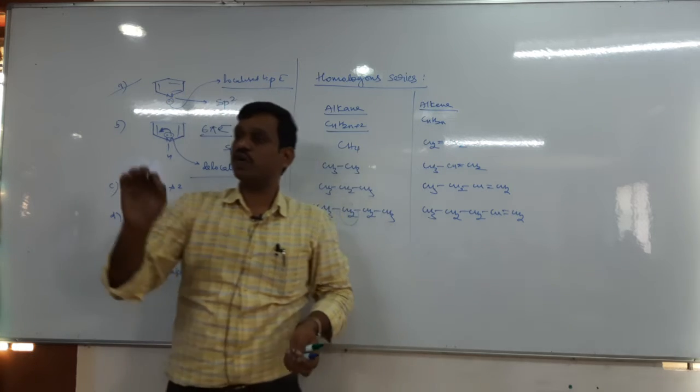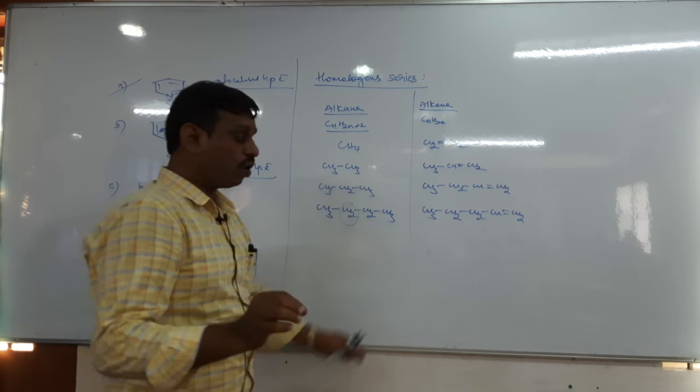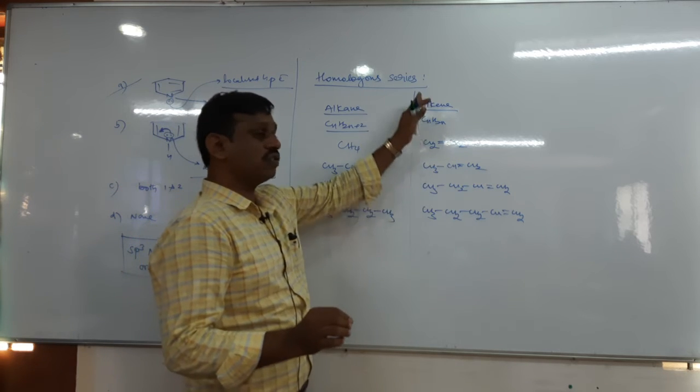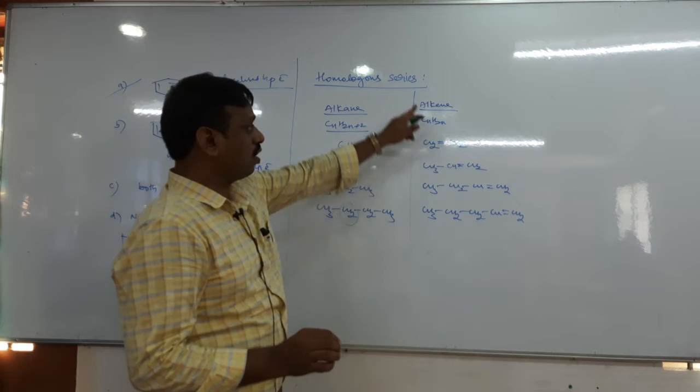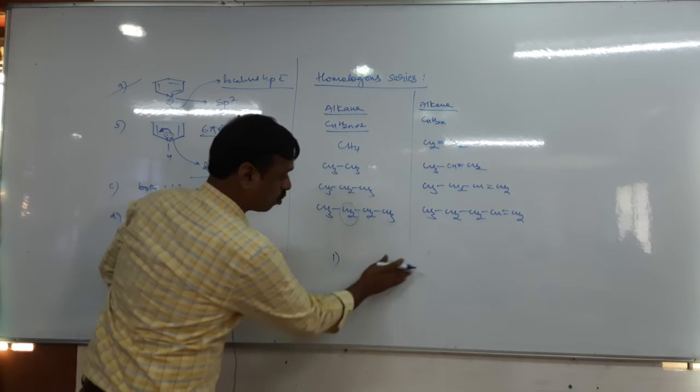Therefore, what is the meaning of homologous series? The series of compounds in which all the members have the same general formula. Then what are the characteristics of homologous series?